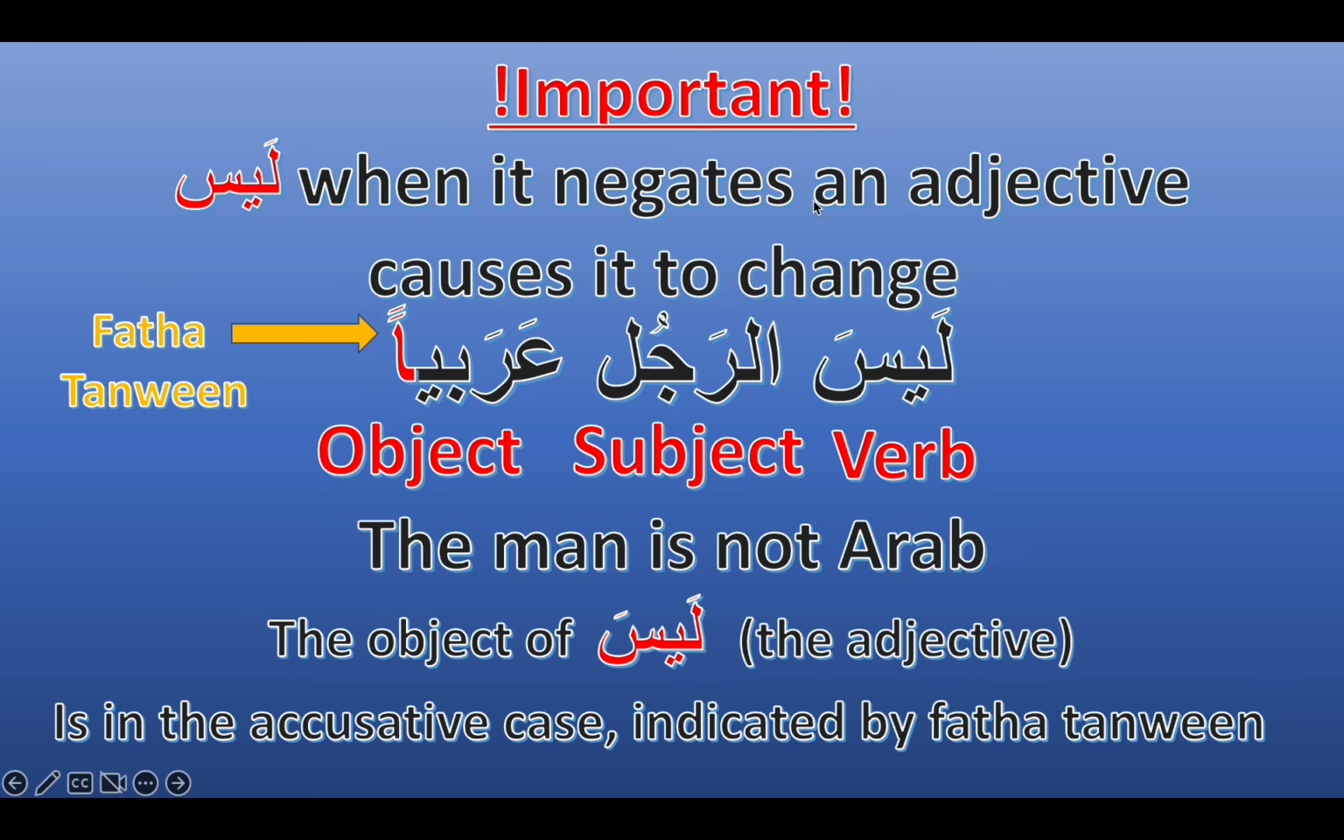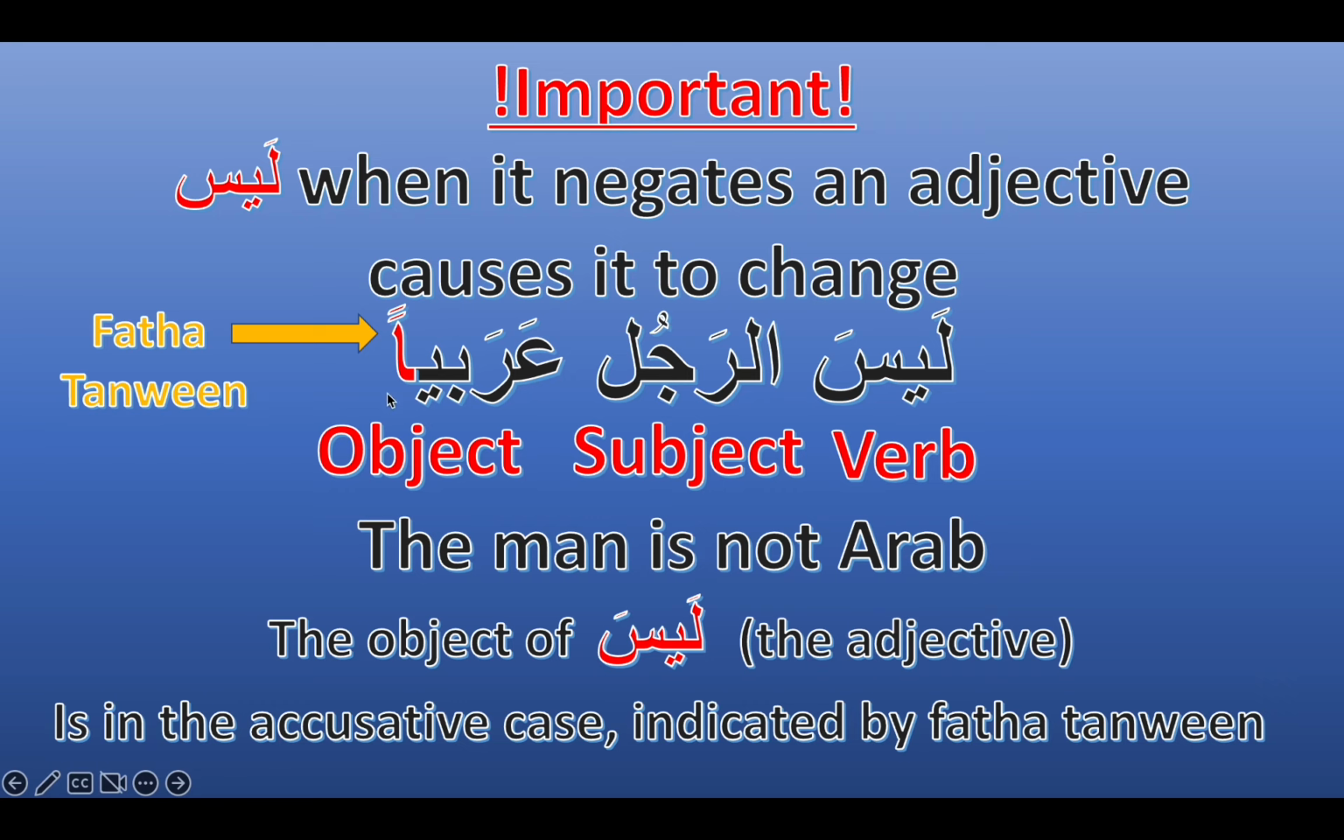Laysa, when it negates an adjective, causes the adjective to change. So here we have laysa, our verb, الرجل, the subject, and عربيا, the object. So this literally translates to, is not the man Arab? So literally, the man is not Arab.